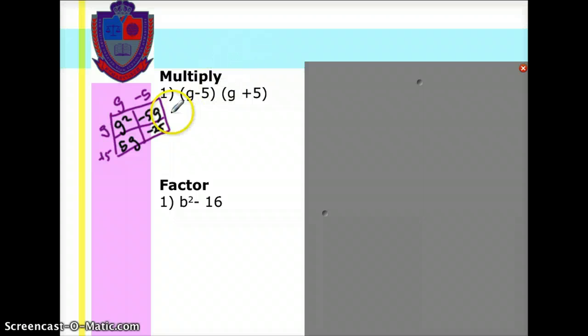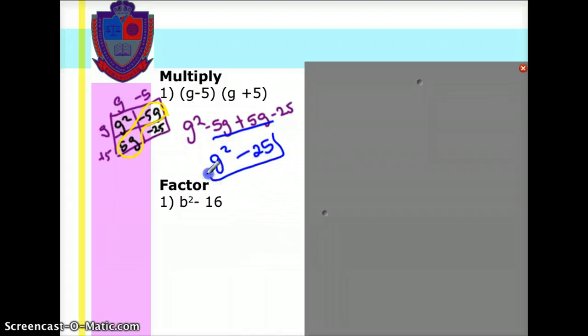So I will go ahead and always combine like terms. In this case, I will get g squared minus 5g plus 5g minus 25. These are my like terms. When I combine those, minus 5g plus 5g is actually 0. So we don't write 0 in math, and then this becomes my final answer. Take a minute, pause the video, and try the second one on your own.